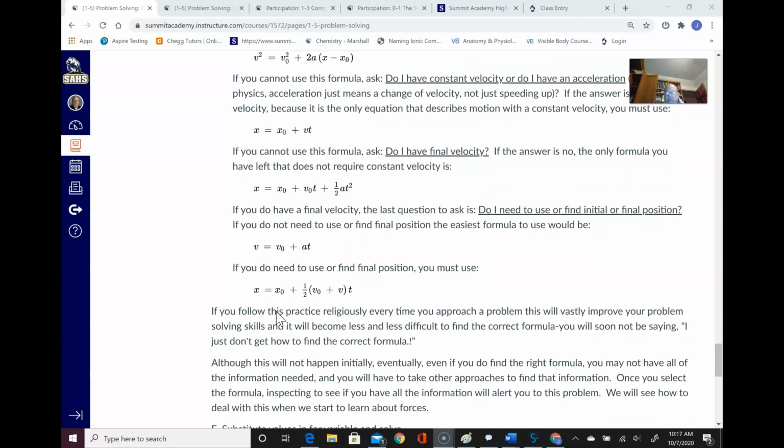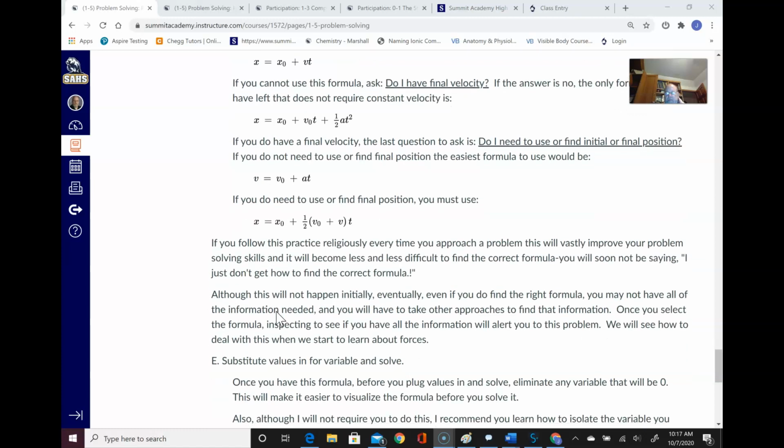Okay, so if you follow this practice religiously, I promise you, every time you approach a problem, this will vastly improve your skills, and it will become less and less difficult to find the correct formula. You will soon not be saying, I just don't know how to find the correct formula.